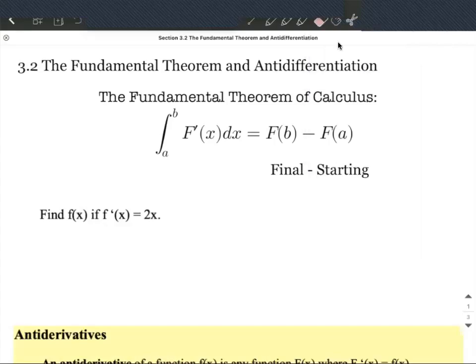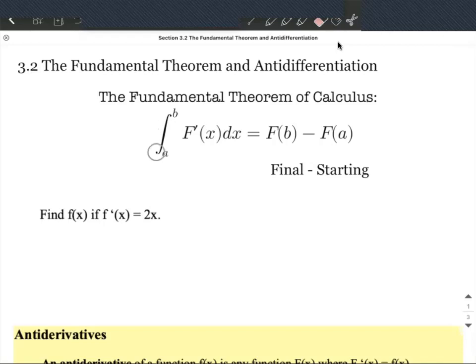All right, 3.2, the fundamental theorem and antidifferentiation. So in this section, we get a lot of vocabulary, and then what we'll do in 3.3 is put this into practice with a bunch of examples that are concrete. But right now, it's going to be a little bit of theory, a lot of vocab to go along with it. So as you can see on the left-hand side, we have an integral symbol.